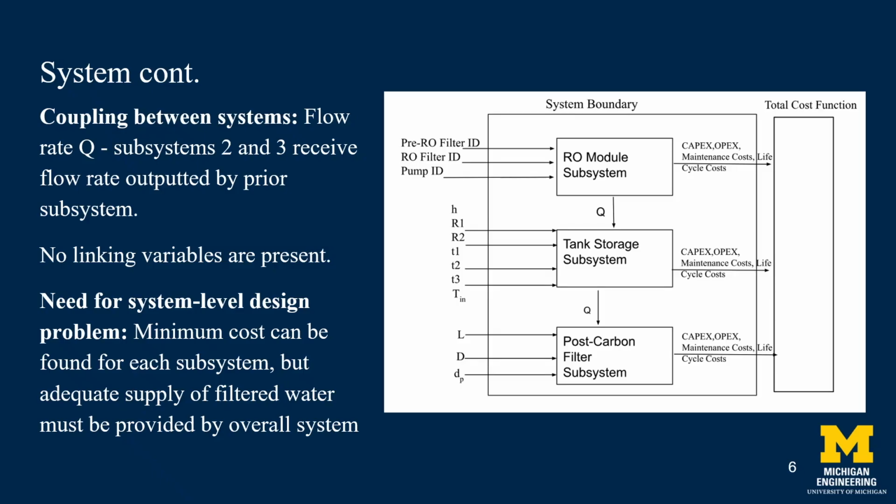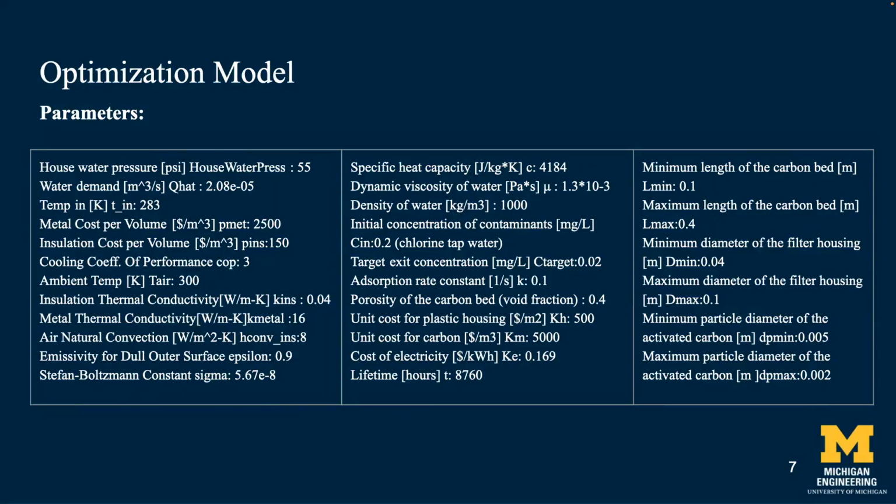Higher flow rates provided by the reverse osmosis allow us to design a smaller tank, while a larger tank allows us to filter water at a slower rate. Our model has several parameters, most of which define physical quantities, such as the water demand on our system and the density of water, while others define the unit costs of materials and electricity.